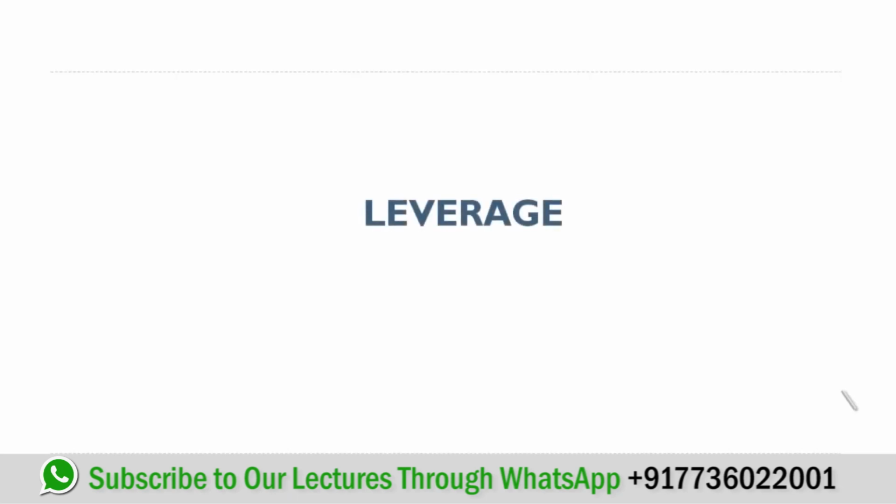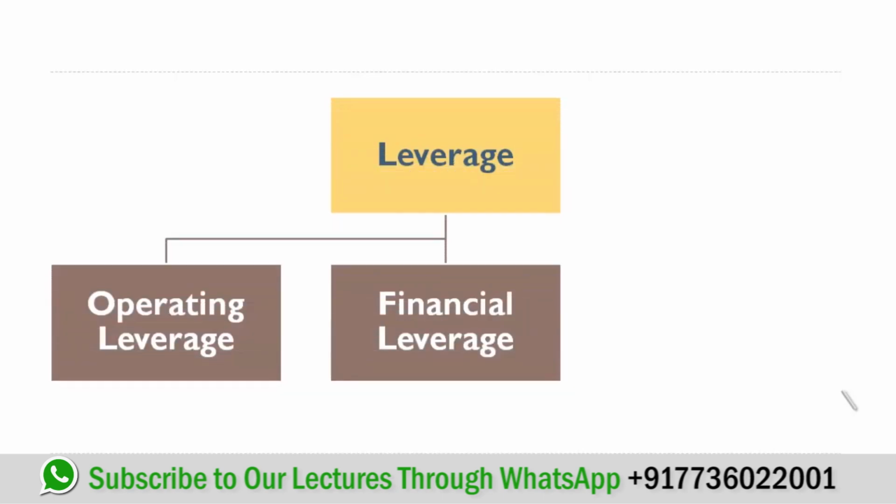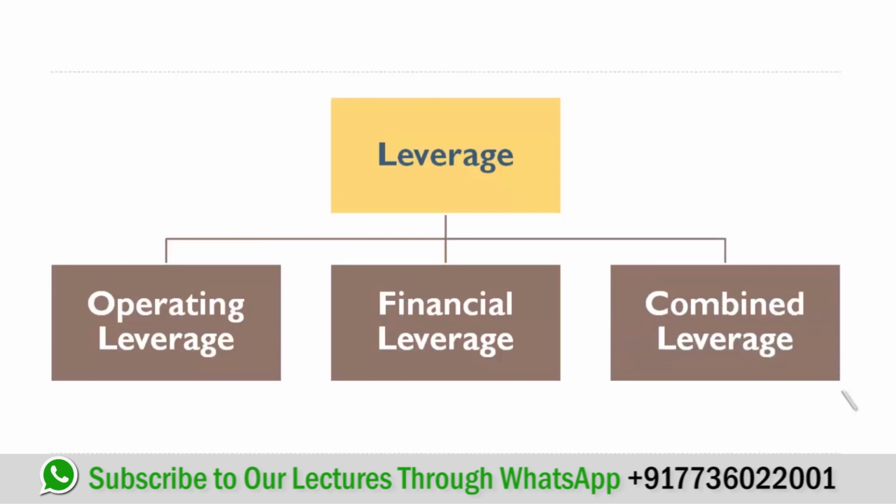Leverage. Friends, in leverage there are three types. One is operating leverage, two financial leverage, and three combined leverage. We have discussed quite a bit about leverage, that is using the debt funds and other funds, that is other than the owner's funds, to optimize the return for the companies. So there are three types of leverages and we are going to understand each and every one.